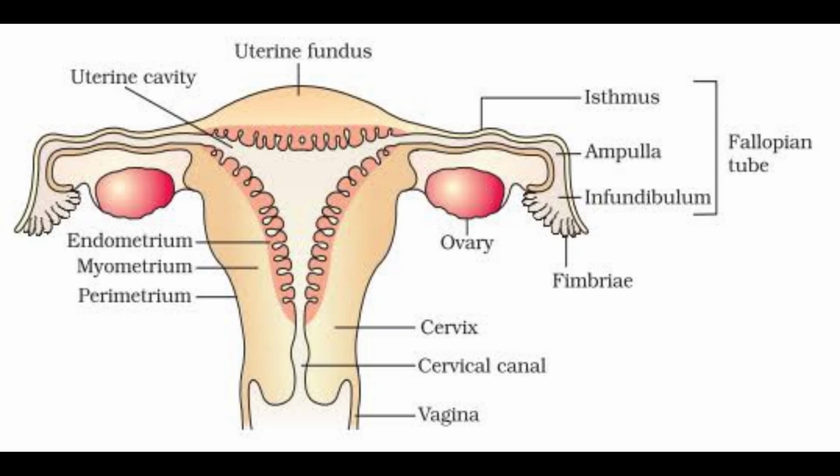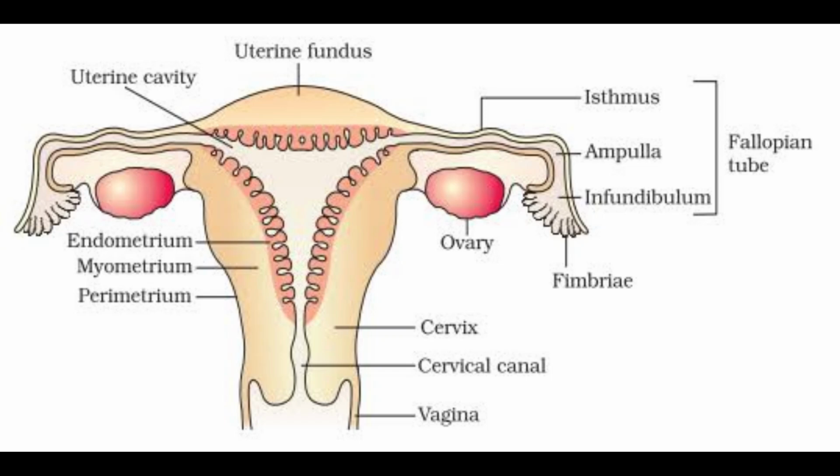Then the layers. The uterus has 3 layers. The outer layer is called the perimetrium, the middle layer is called the myometrium, and the innermost layer is called the endometrium. And we'll be looking at the function of each of them. Then the pregnancy. The uterus is the organ where a fertilized egg implants and develops into a fetus during pregnancy. Please take note.